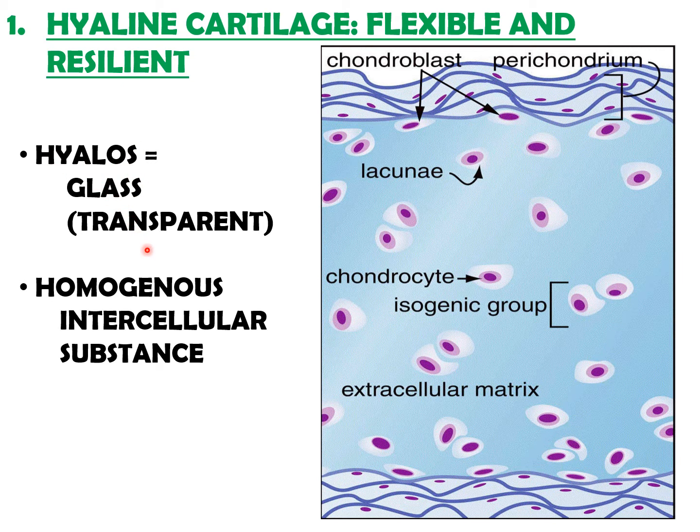Hyaline means glass, a transparent homogeneous intercellular substance. You can see the structure of this hyaline cartilage. This space is given the name lacuna. It is covered by the perichondrium. These are the chondrocytes, the isogenous groups. Here there is an extracellular matrix. So here you can see the hyaluronic acid.